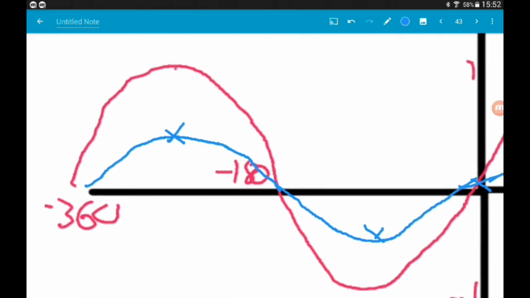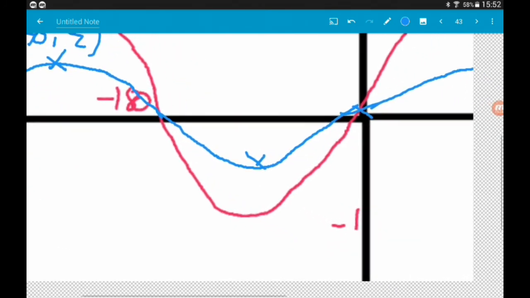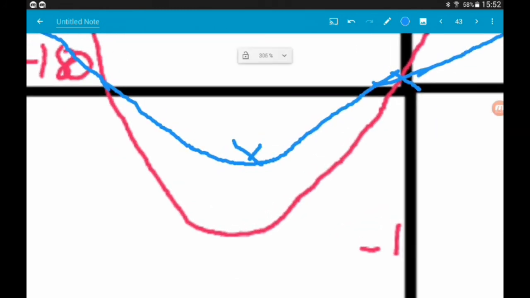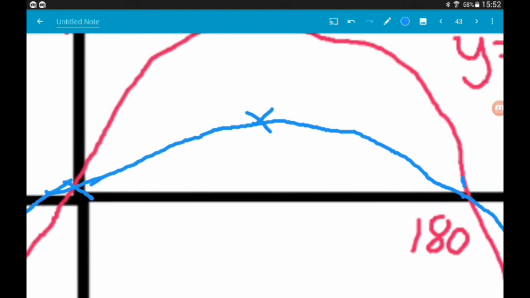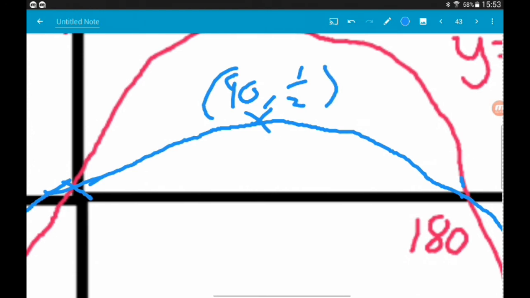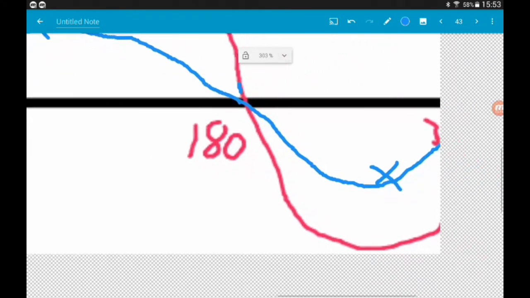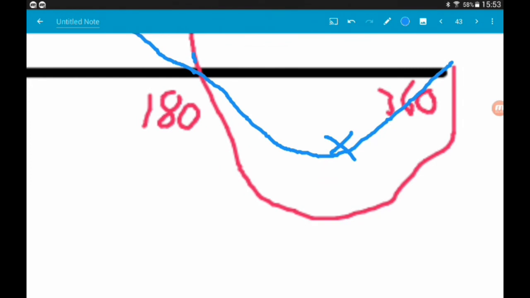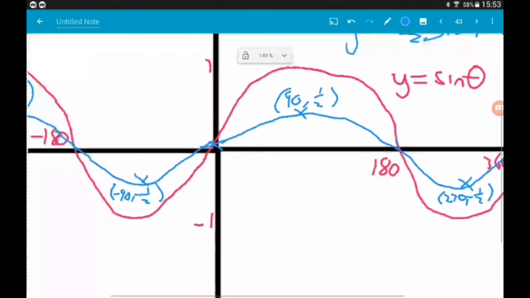So this one now would be at minus 270, 1/2. We've got the same x-intercepts. So this one down here would be minus 90, minus 1/2. Still through 0, 0. This one is now 90, 1/2. Still through 180, 0. And then this one is now 270, minus 1/2. So that's our transformed function.